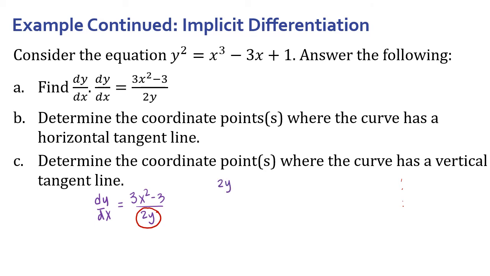So 2y is going to equal 0 when y is 0. Great, so now I know at least the y value, and let's solve for the x value. There might be more than one. So we've got 0 squared equals x cubed minus 3x plus 1. So 0 equals x cubed minus 3x plus 1.